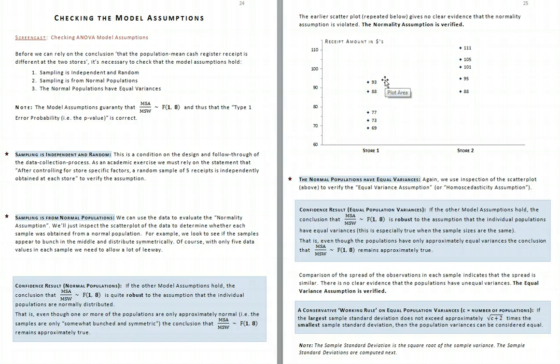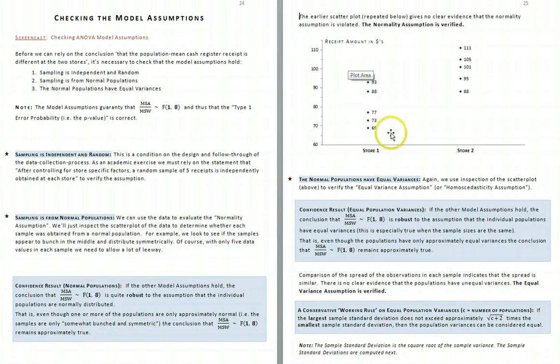Before we make a final decision on this, remembering there's only 5 data points, let's look at this confidence result. The result says if the other model assumptions hold, the conclusion that MSA over MSW has the appropriate F distribution is quite robust to the assumption that the individual populations are normally distributed. What that says is, even if a population is only approximately normally distributed, MSA over MSW still has approximately the correct F distribution.